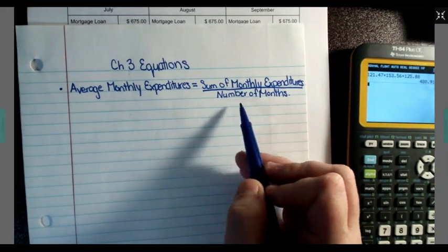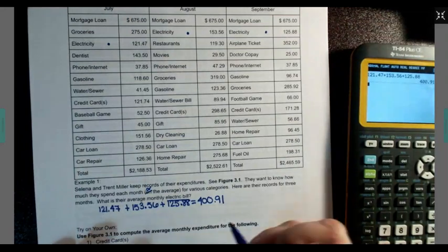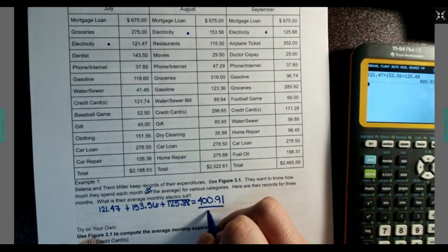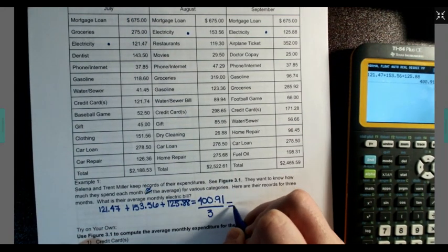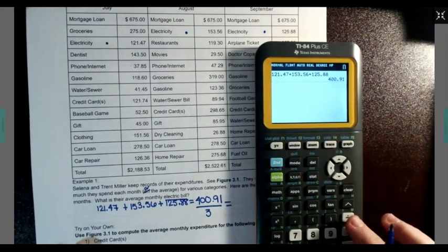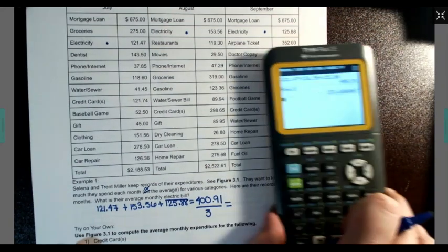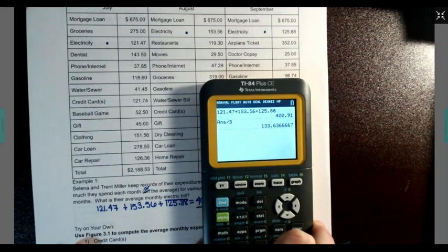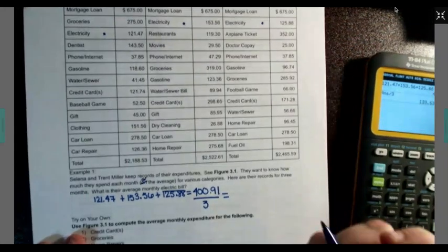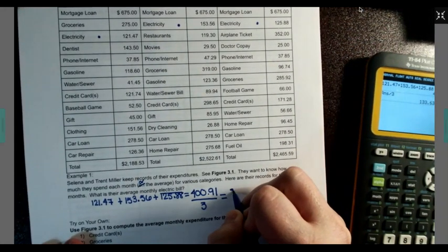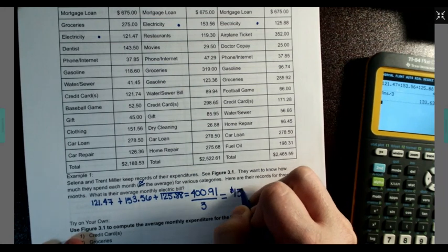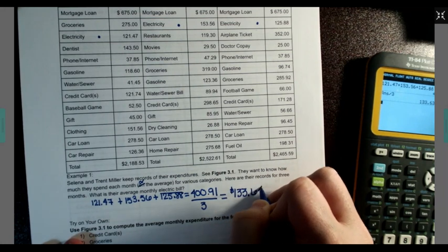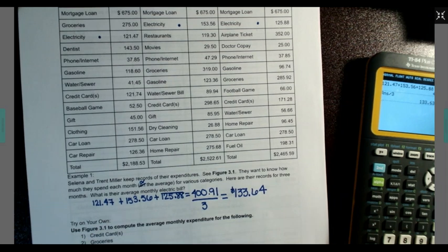The next part says divide by the number of months. So we are going to divide by the fact that there were 3 months. So I take this number and I'm going to divide by 3. That's going to be $133.64. So this is going to be $133.64.